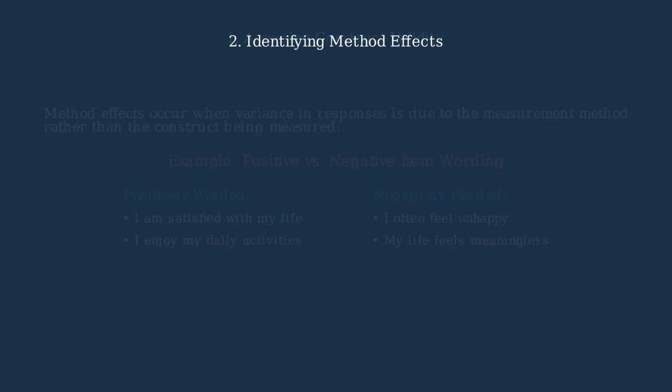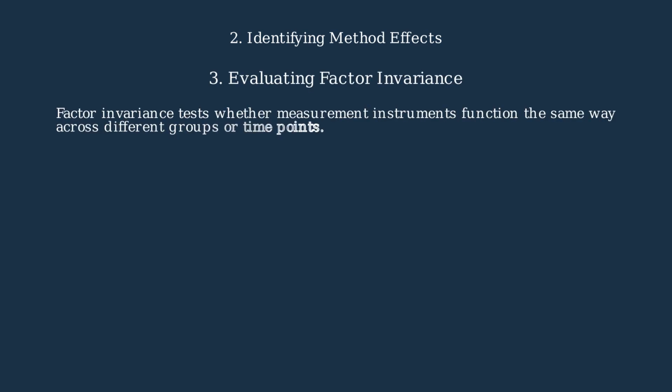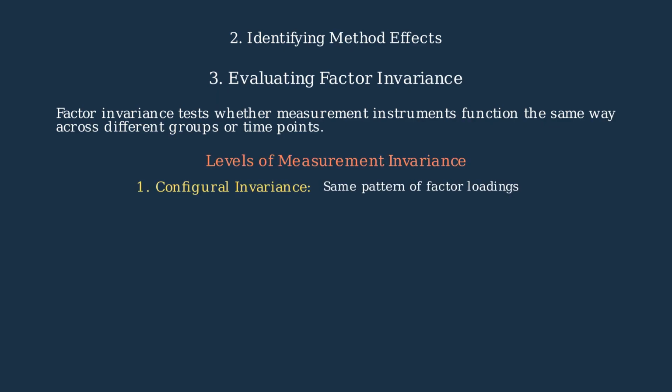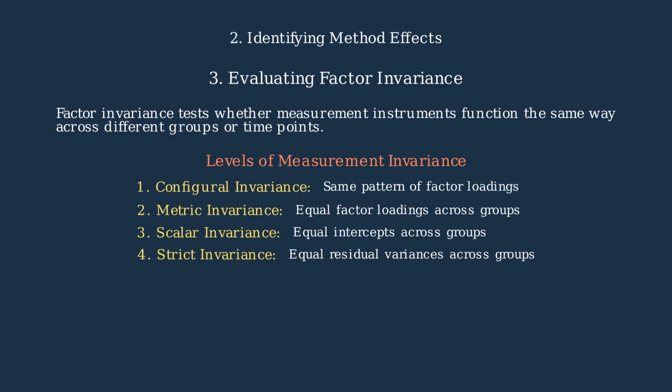The third key application is evaluating factor invariance, which tests whether measurement instruments function the same way across different groups or time points. CFA helps establish different levels of measurement invariance. These include configural invariance, which tests for the same pattern of factor loadings, metric invariance for equal factor loadings, scalar invariance for equal intercepts, and strict invariance for equal residual variances.